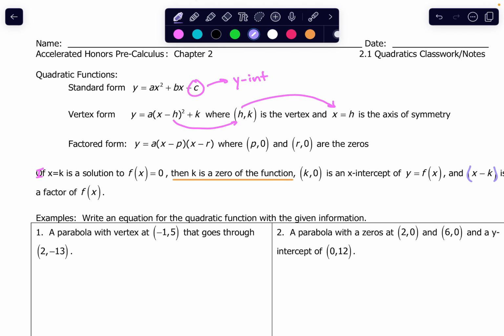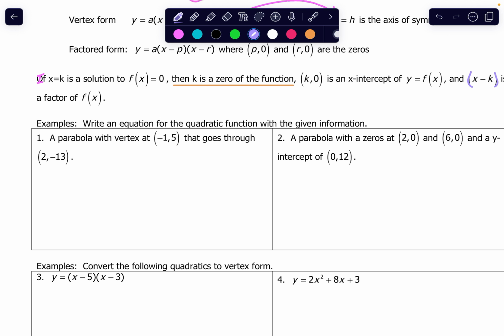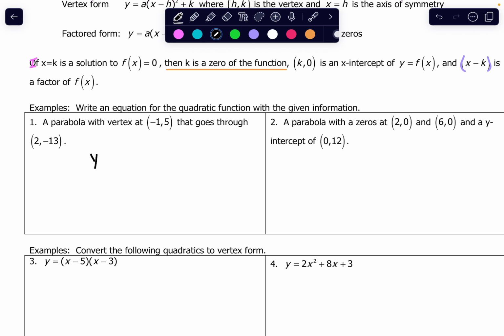So let's deal with some examples where we're going to actually write an equation here. So if we have a parabola with a vertex of (-1, 5) that goes through the point (2, -13), I almost have enough information just to write a function straight off the bat in vertex form. So if we have y is equal to a times the quantity x plus 1 squared plus 5, you might notice that we have one too many variables, specifically with this stretch.